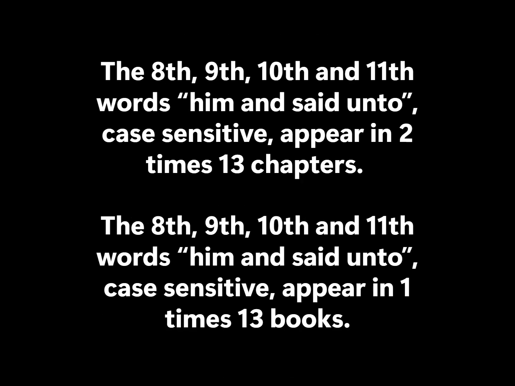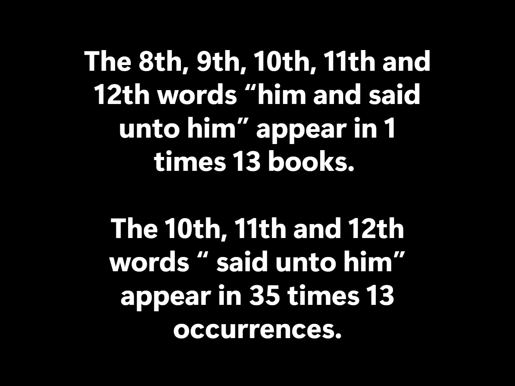The eighth, ninth, 10th, and 11th words, him and said unto, case sensitive, appear in 2 times 13 chapters. The eighth, ninth, 10th, and 11th words, him and said unto, case sensitive, appear in 1 times 13 books. The 8th, 9th, 10th, 11th, and 12th words, him and said unto him, appear in 1 times 13 books.